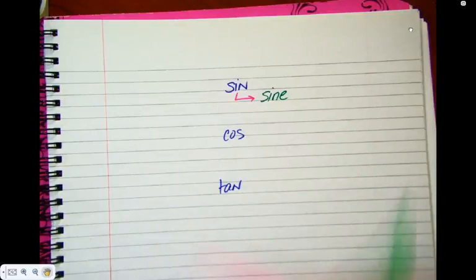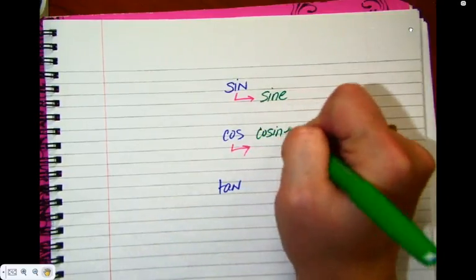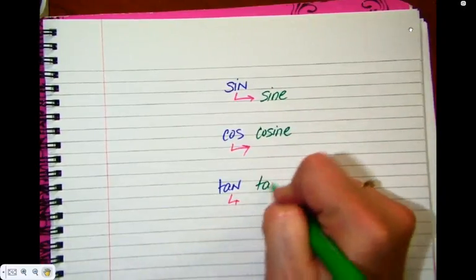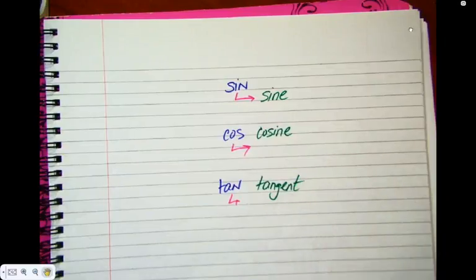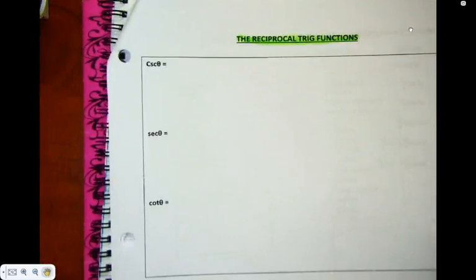What is cos short for? Ooh, you know that one, cosine. And then tan is really short for tangent. Okay? Their girlfriends also have shortened versions and also have longer names.